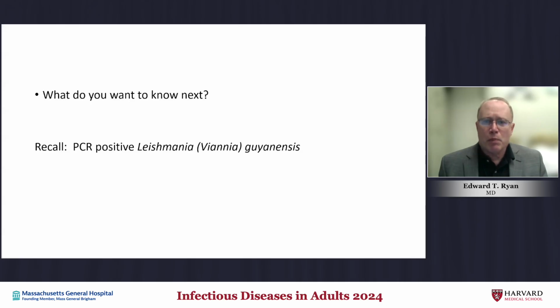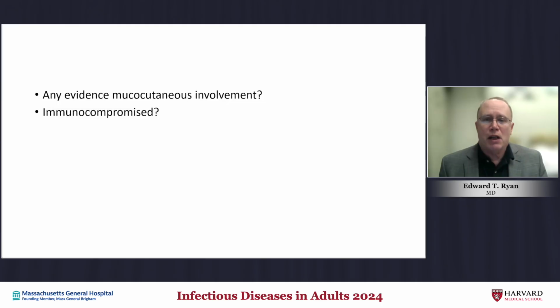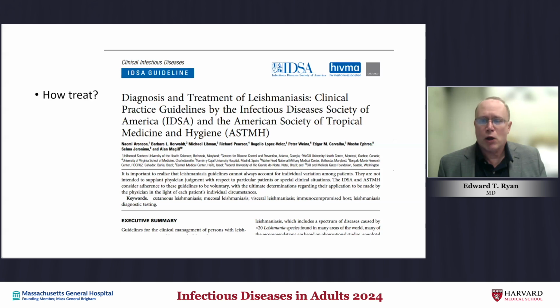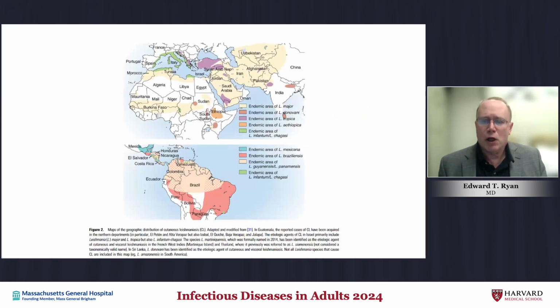So the PCR is positive. You were right with the diagnosis. You think it's Leishmania guyanensis. You want to make sure, well, that's a Braziliensis complex. I want to make sure, is there any mucocutaneous involvement now? And is this person immunocompromised? And then I'm going to stratify or stage which type of leishmania this is. So how do you stage and how do you treat this? And once again, I take us back to those guidelines that we put out on the diagnosis and treatment.